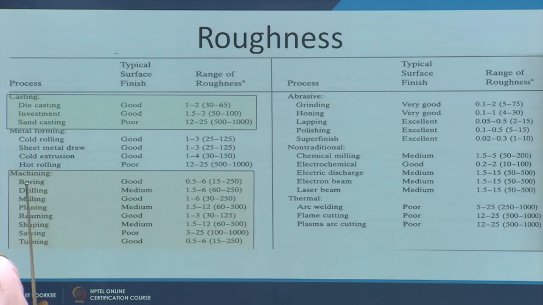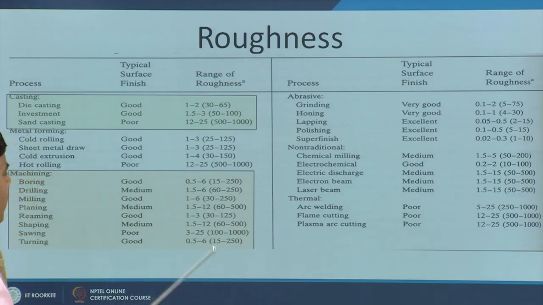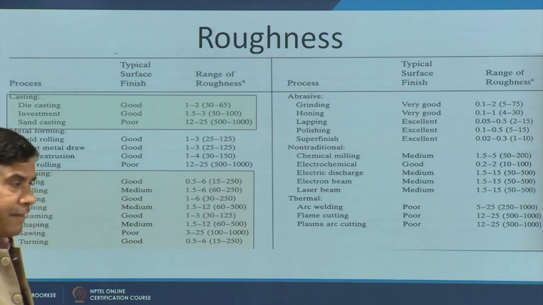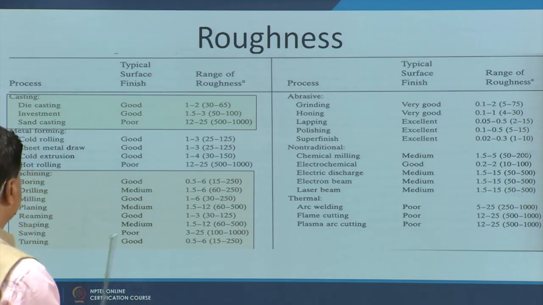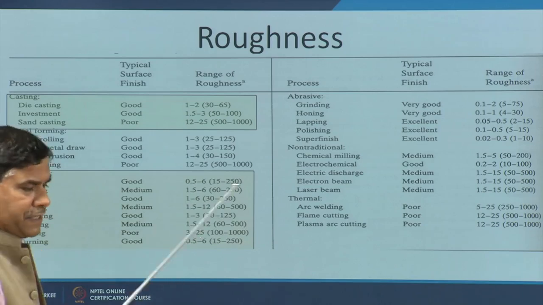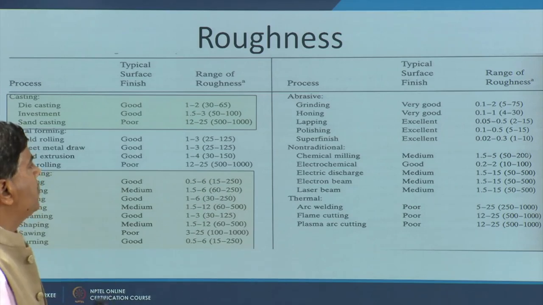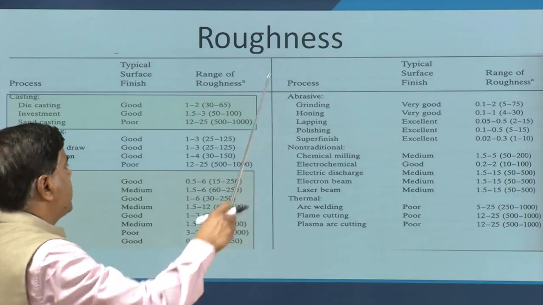If we see the machining processes, boring offers a good finish ranging from 0.5 to 6, and similarly turning 0.5 to 6 and shaping 1.5 to 12. So, we can say here 0.5 to 25 micrometer roughness in Ra can be achieved by the different machining processes. This kind of machining process is mainly used for achieving the desired shape and size. For finishing purposes we may use another category of processes, which are abrasive processes.